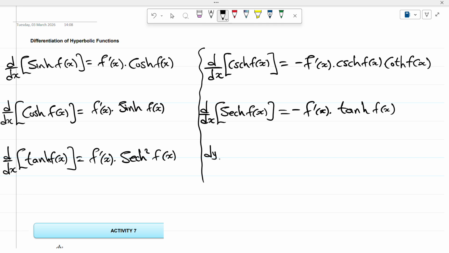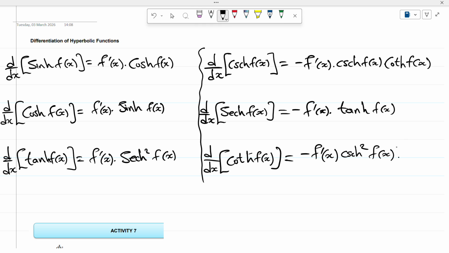And then the last one, d/dx of hyperbolic cot of f of x. This is going to be negative f prime of x multiplied by hyperbolic cosec squared of f of x.